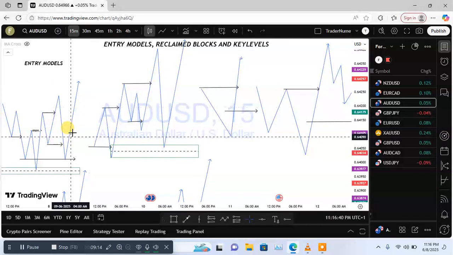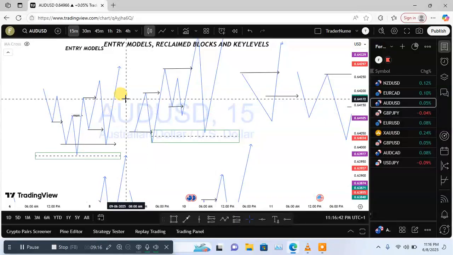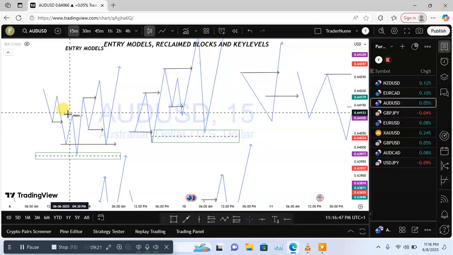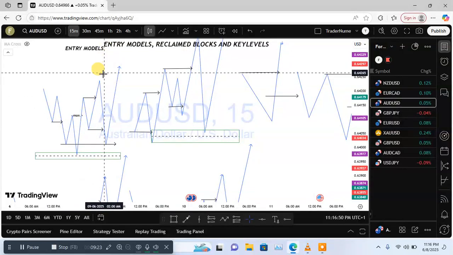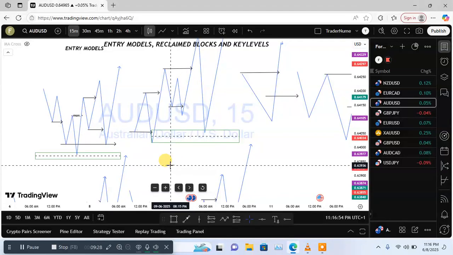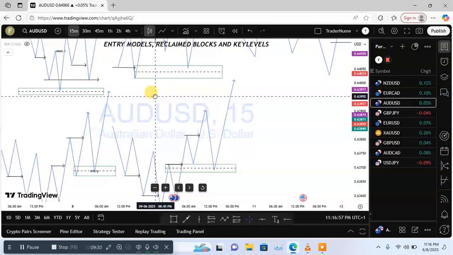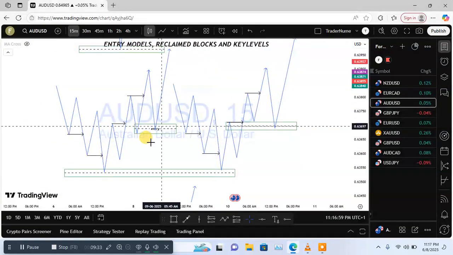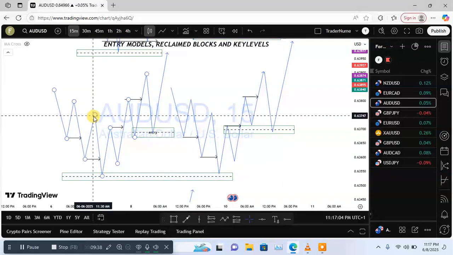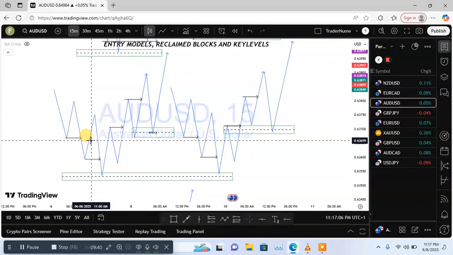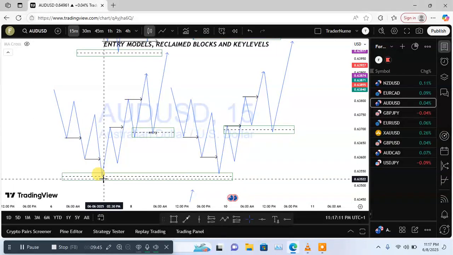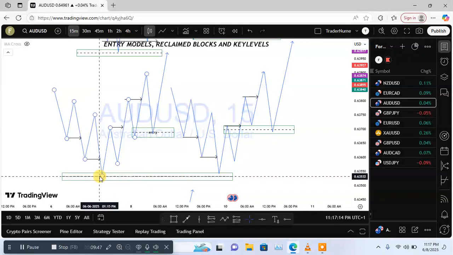Now this is one of the entry models. I call it the manipulation entry model. You must get a manipulation, a sweep, a break to the upside, which is a manipulation, and another break, a double break, right? Double break entry model, which I also call the manipulation model. Now the second one, I don't really have a name for it, but it's still a double break. Now after price has manipulated, price was coming down to your discount level. This is your discount level. Price swept, tapped on your discount level, and price was about going up.